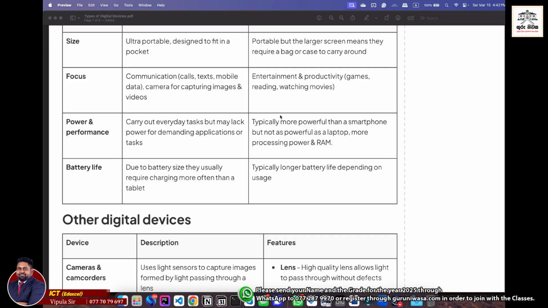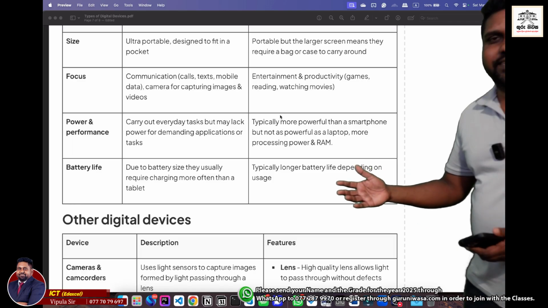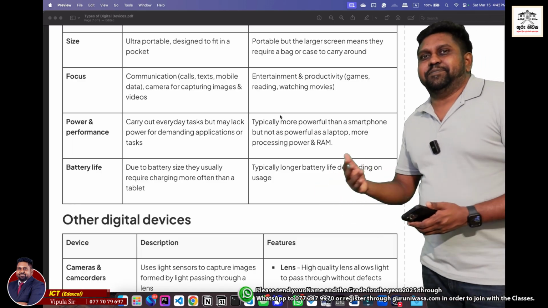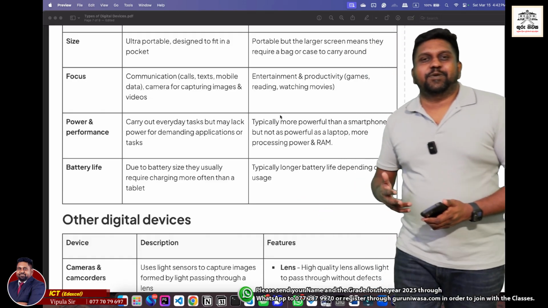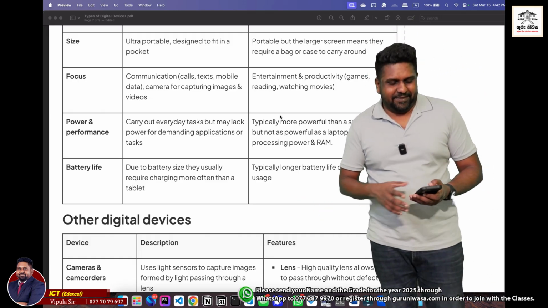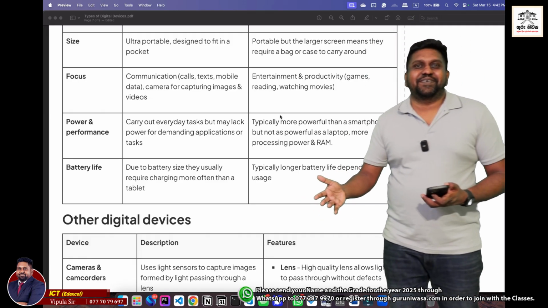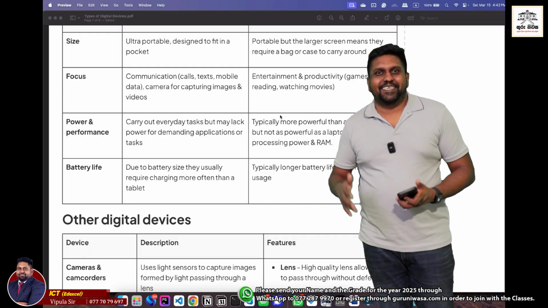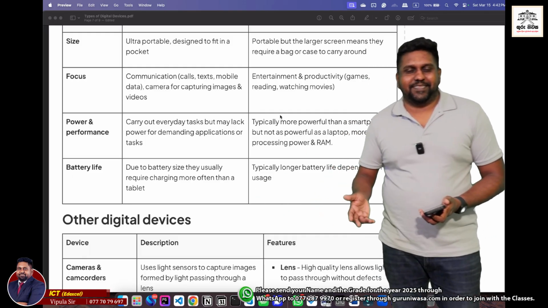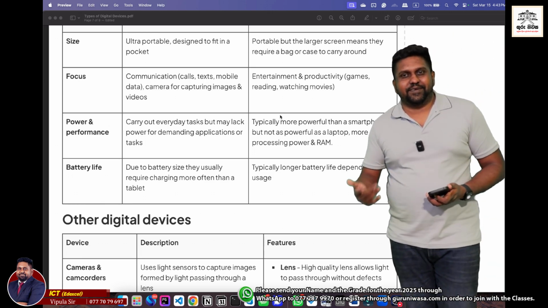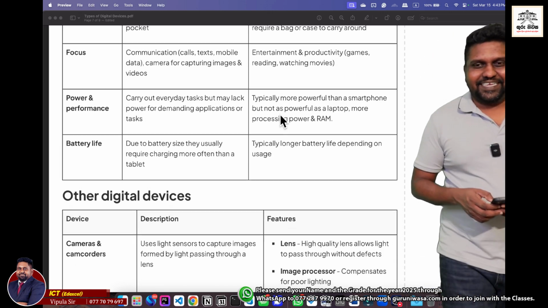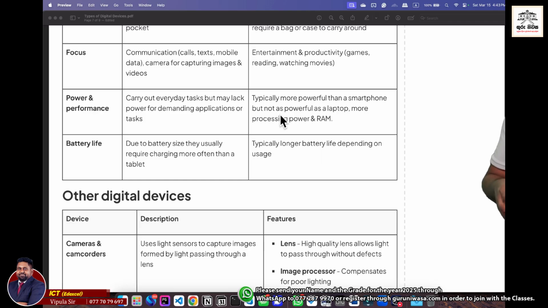The only difference between these iPads and MacBooks is that iPads have the operating system known as iPadOS, and laptops have the full-on desktop macOS, so that you can perform different activities on macOS itself. Okay, so that's how it works, as well as battery life.